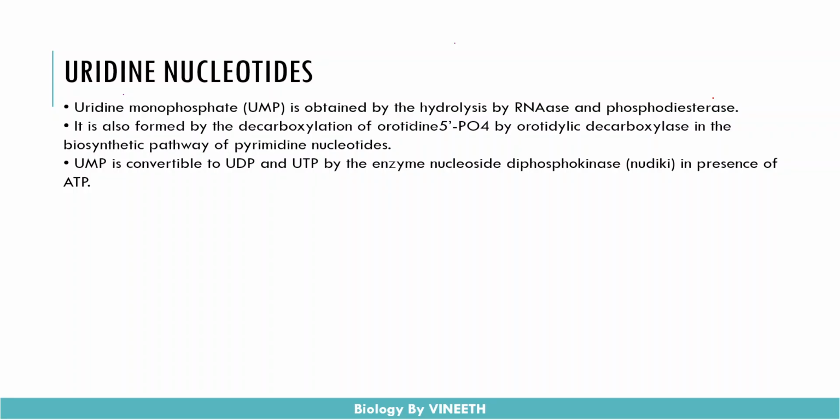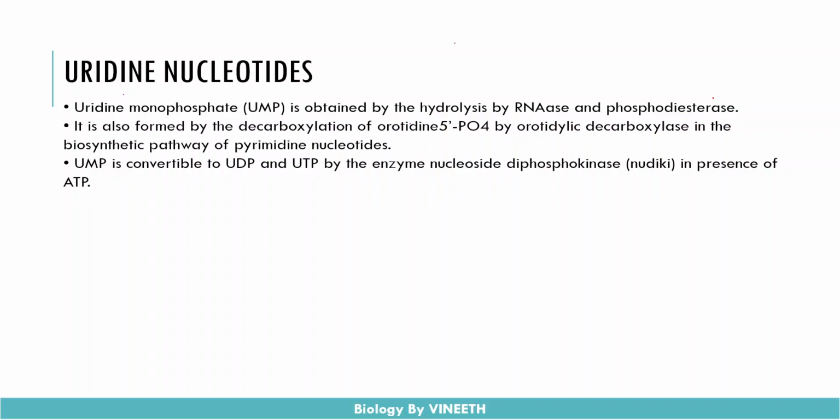So uridine diphosphoglucose donates the glucose to a glycogen primer, like the primer which synthesizes the long chain of the glycogen molecule. That is called glycogenin. It is actually a protein linked with a glucose molecule. So this UDPG donates the glucose molecule to that primer, so that this primer gets elongated and the entire glycogen molecule, the polysaccharide, gets synthesized.